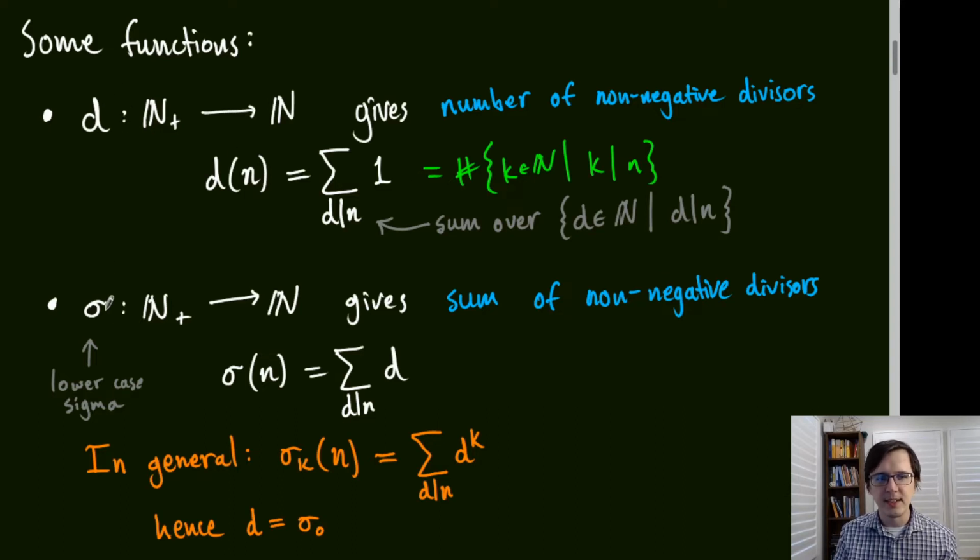Another function is sigma. And this is a lowercase sigma if you're not familiar, where this is uppercase sigma. So this function, also on the positive naturals with natural values, gives the sum of the non-negative divisors. So instead of summing up 1, we sum up d. That's another function, and it's a sort of interesting one too. So in general, we can generalize these, where sigma k of n is the sum over all divisors d of n of d to the k, because then that way d is sigma 0, and also sigma is sigma sub 1. And this generalization enjoys some similar properties to these previous functions.